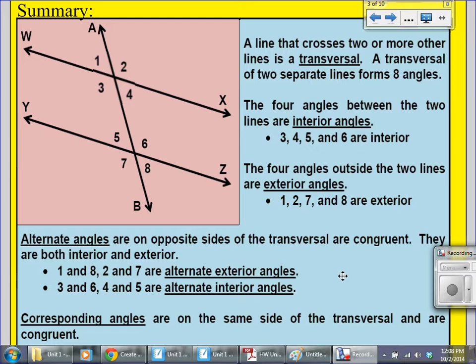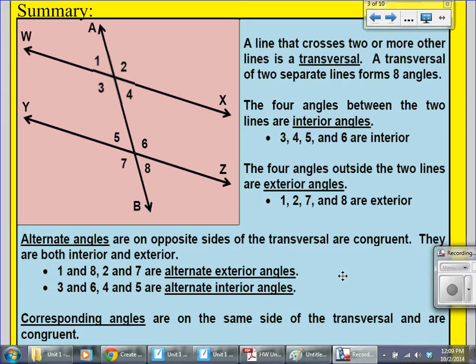And notice, when the transversal crosses through the two lines, it creates 8 angles, and I numbered them 1 through 8. The 4 angles between the two lines are called interior angles. Remember that interior means inside. So the 4 angles inside the two parallel lines are interior angles. In this diagram, the angles are 3, 4, 5, and 6. Those are the angles that are in between or inside the parallel lines.